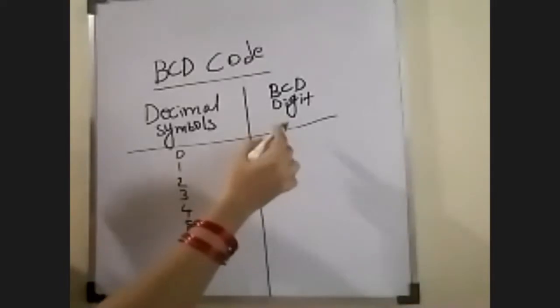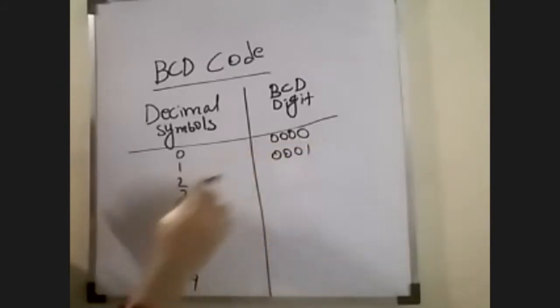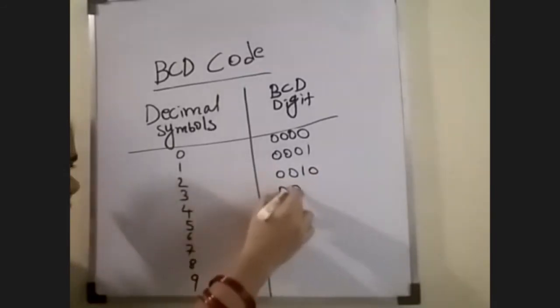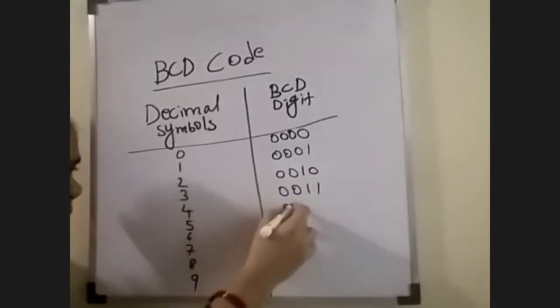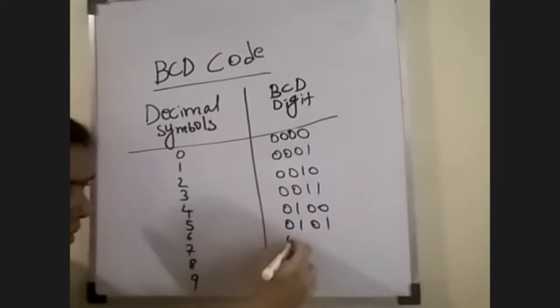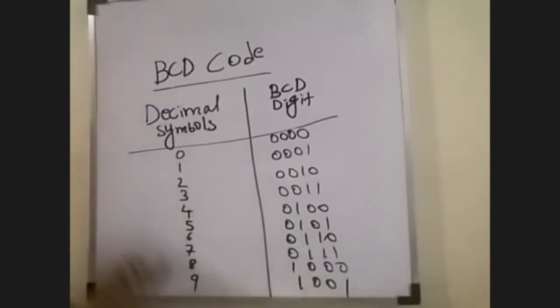What is the zero value? Remember the 8421 code. Zero is all zeros, and it must be 4 bits. 1 is 0001. 2 is 0010. 3 is 0011. 4 is 0100. 5 is 0101. 6 is 0110. 7 is 0111. 8 is 1000. 9 is 1001. So these are the BCD values.